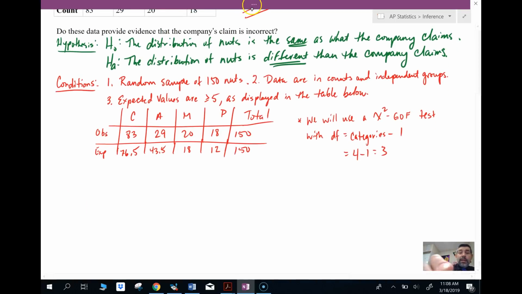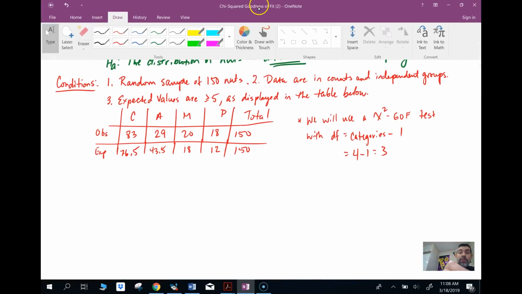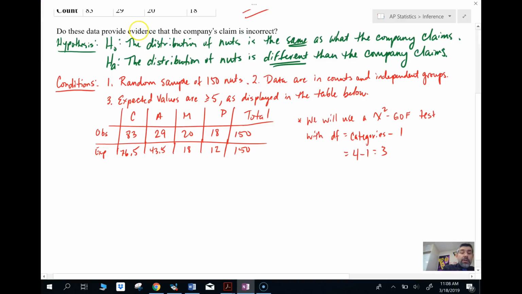We're going to do our mechanics. So let's change the color again, because colors are nice. Let's go blue for our mechanics. So our mechanics section here is what does our math look like? We're going to calculate a chi-squared statistic with 3 degrees of freedom. And the chi-squared is going to be the sum of the observed minus my expected values squared, divided by my expected values. It's pretty simple.